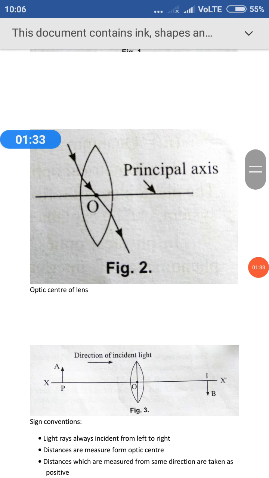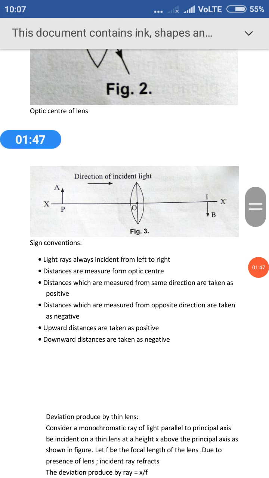This is the principal axis. The principal axis passes through that point O, which is the center of the lens, called the optic center of the lens.